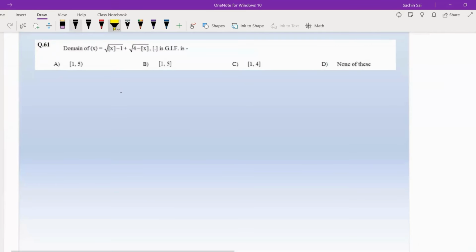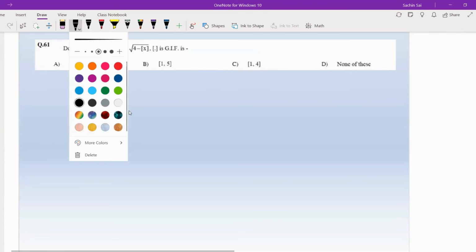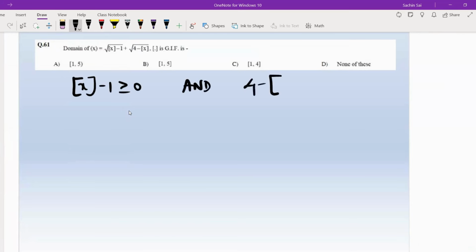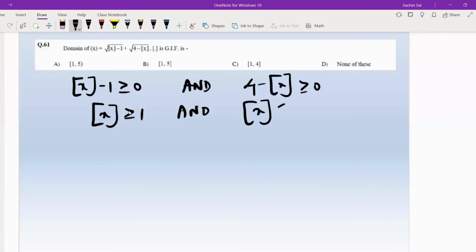Okay, question 61. Domain of f of x equals root of step x minus 1 plus root of 4 minus step x. So again, I'm writing the conditions here. The first square root contains step x minus 1, so step of x minus 1 should be greater than or equal to 0. And at the same time, 4 minus step x should be greater than or equal to 0. Now from here, I have step of x greater than or equal to 1 and step of x less than or equal to 4. It means that step of x can either be 1, 2, 3, or 4.